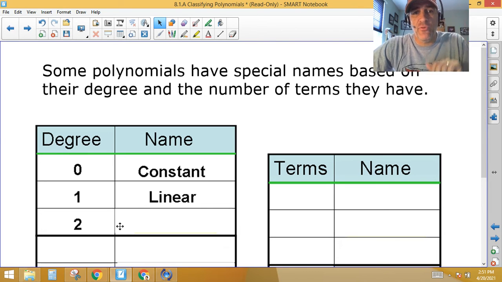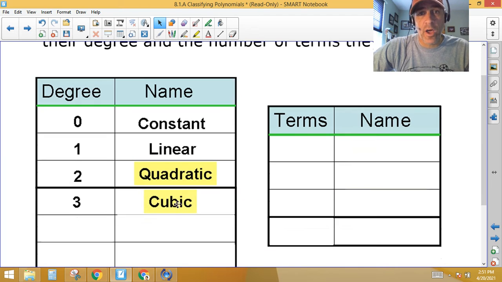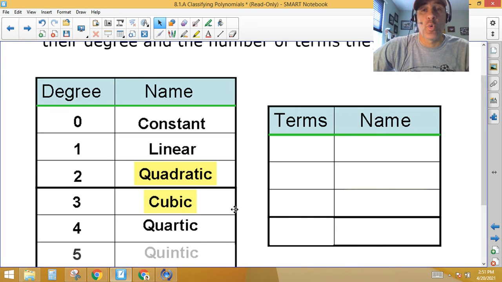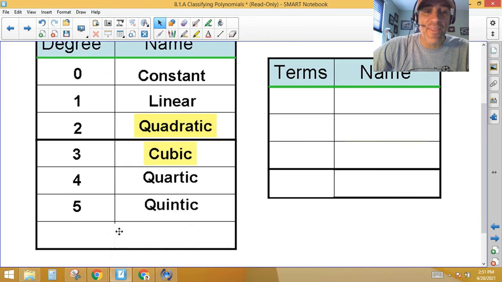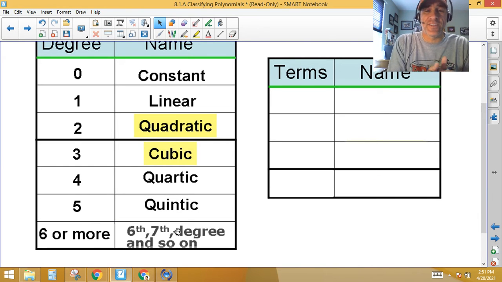This is going to be new. If it has a degree of 2, that's called quadratic. A degree of 3 is called cubic. They're highlighted because they're going to be the most common ones you're going to see in the next couple of years. If it has a higher degree of 4, that's a quartic, like a quart of milk. Fifth degree is a quintic. And then higher than that, if it's 6 or more, you just name it whatever it is. If it's a degree of 6, you say it's a 6th degree, or a 12th degree, or 99th degree.